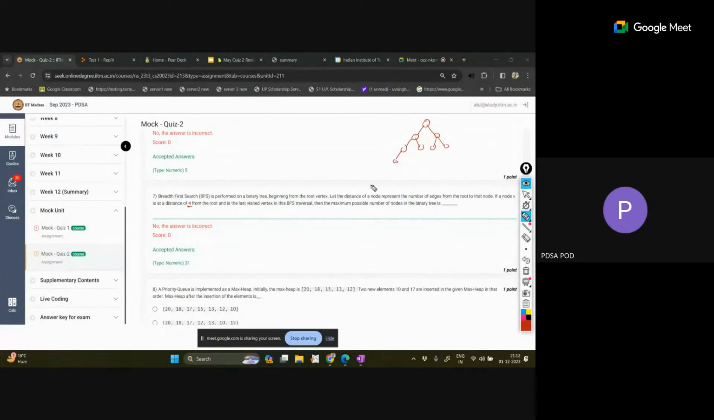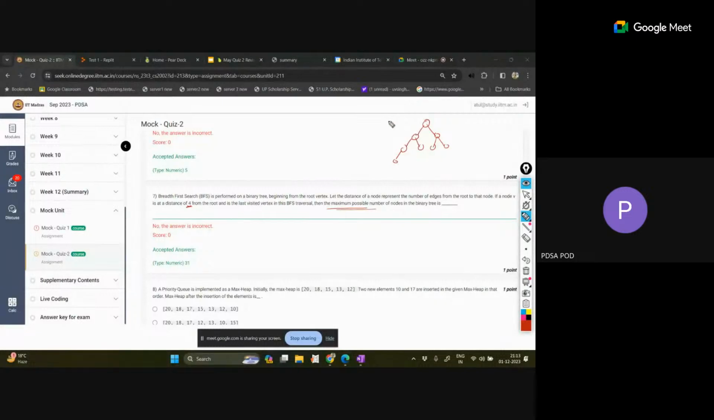Okay. So in this problem, it is asking what is the maximum possible number of nodes in the binary tree. For the maximum possible number of nodes, that means our binary tree should be full in each level. Then we will get the maximum number of nodes. And in this case the distance is given as 4, so we are counting the number of edges in the path.